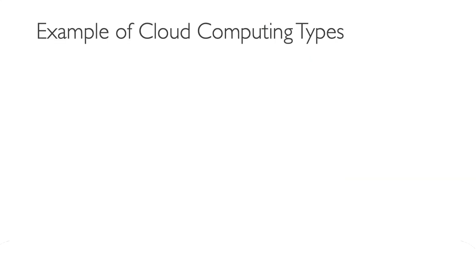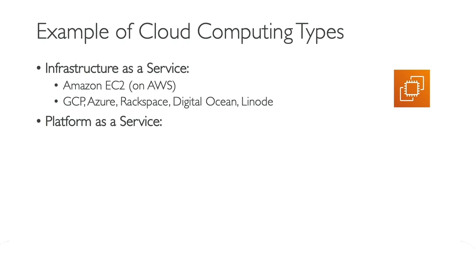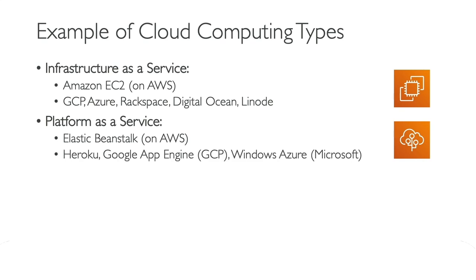So how does it translate? Well, with IaaS, we can use Amazon EC2 on AWS, but we have other services such as Google Cloud, Azure, Rackspace, DigitalOcean, and Linode, which will provide us a cloud computing infrastructure as a service. Platform as a Service also exists on AWS with Elastic Beanstalk, and we'll see all these services obviously in this course. And outside of AWS, we have Heroku, Google App Engine, and Windows Azure.